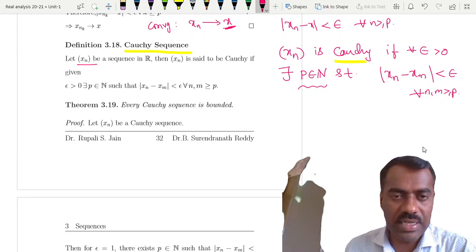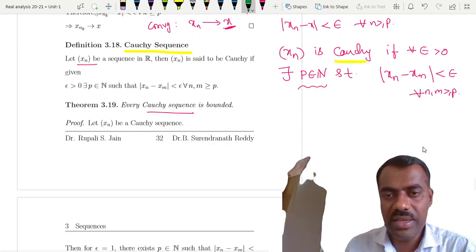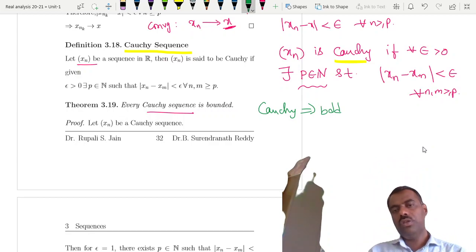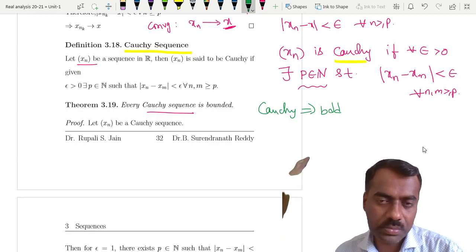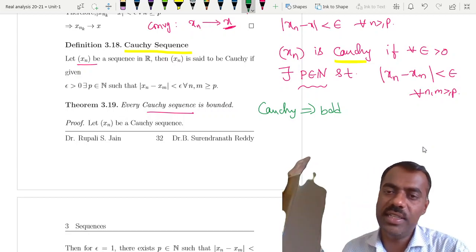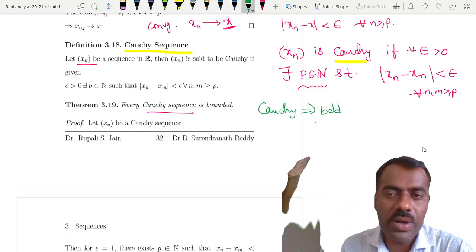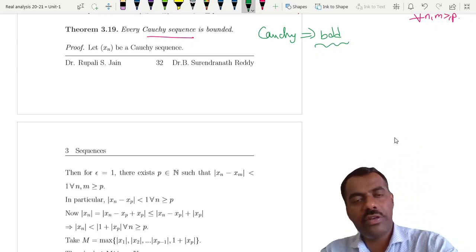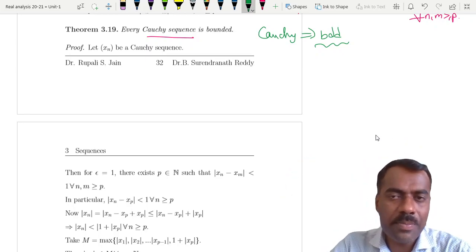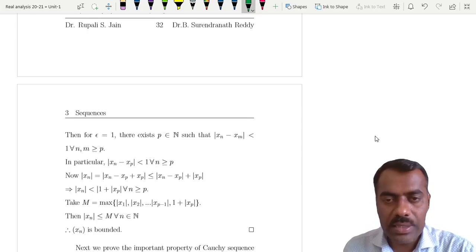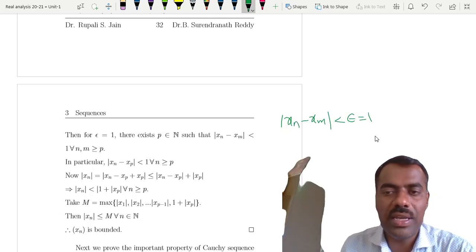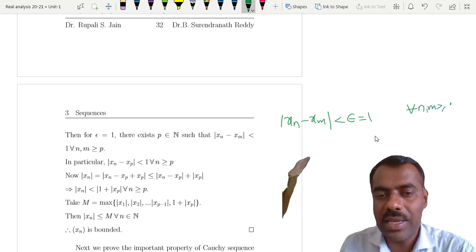One easy consequence of a Cauchy sequence is that if it is Cauchy, then it has to be bounded. If after some stage all elements are close to each other, then that sequence has to be bounded. That we can conclude. It is not at all difficult. Just like how we showed a convergent sequence is bounded, the same procedure applies here. Instead of |xn minus x|, here you have |xn minus xm| less than epsilon. In place of epsilon, you can take 1, there is no problem, for all n, m greater than or equal to p.